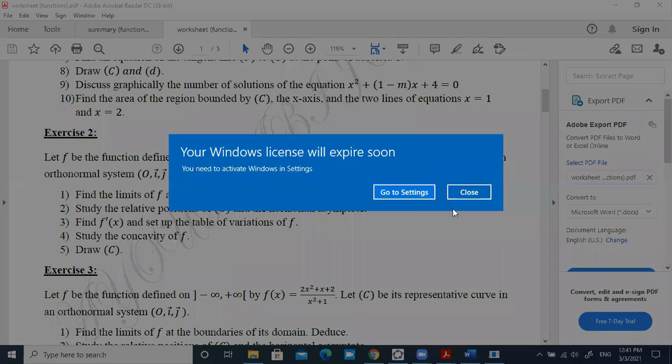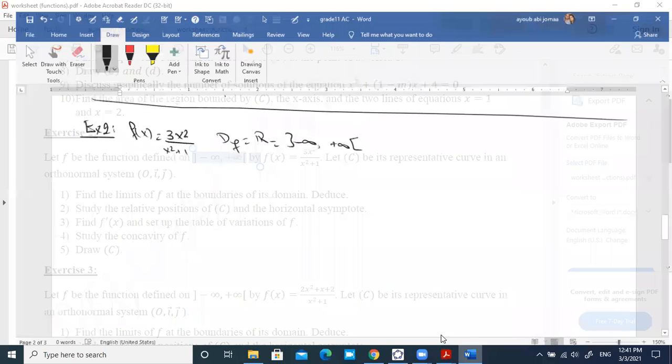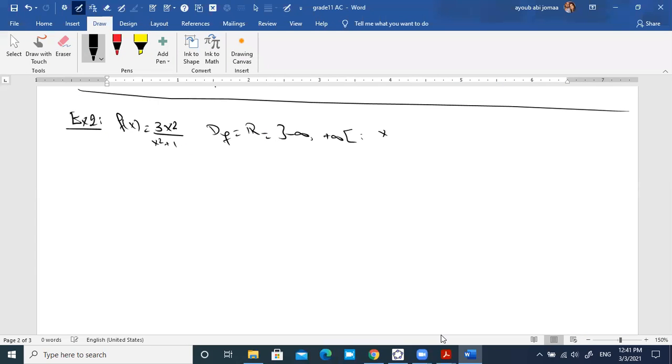The domain is given. If the domain is not given, you are going to put x squared plus 1 different than 0. This means that x squared different than negative 1, which is true for every x in R. This means that the domain will be the real numbers R. So for that reason, the domain is negative infinity, positive infinity. Anyways, it is given.